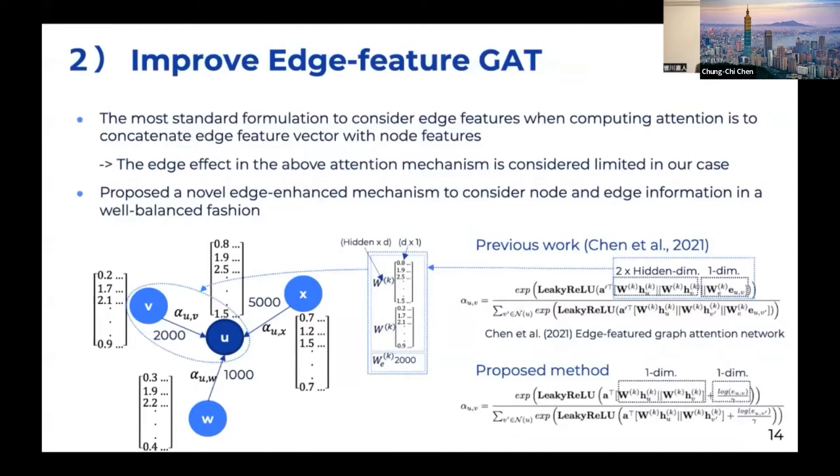However, in our settings, as we saw in the construction of the banking transaction network, the dimension of node features is much greater than the edge features. So in this setting, the edge features contribute little in terms of dimension. To resolve these issues, we first reduce the dimension of node features and then sum the edge feature as a scalar value, like in this equation. By introducing this, we can consider node features and edge features in a well-balanced fashion.